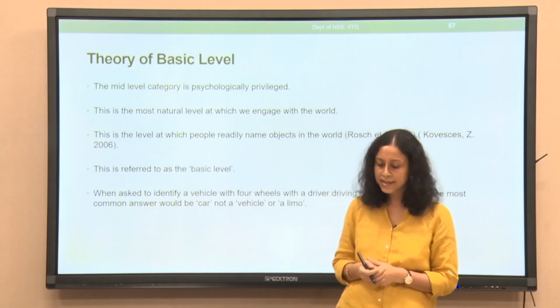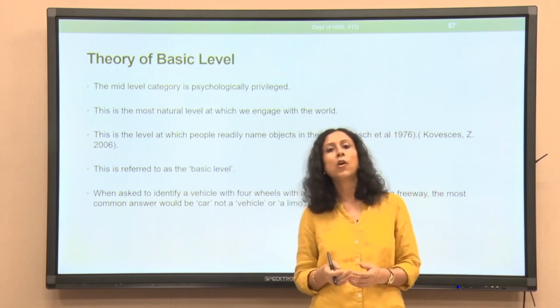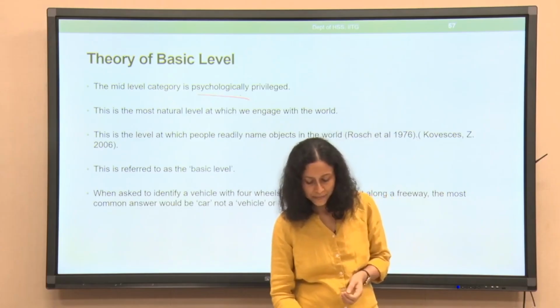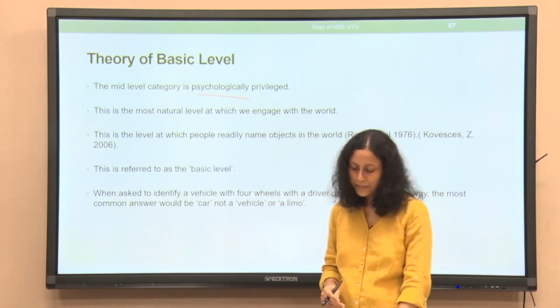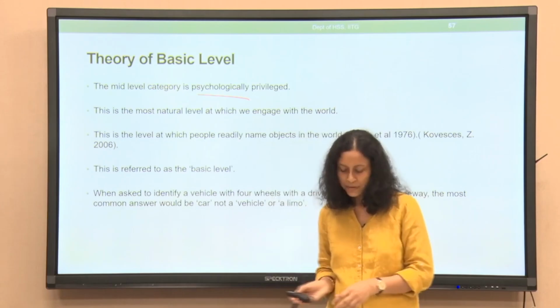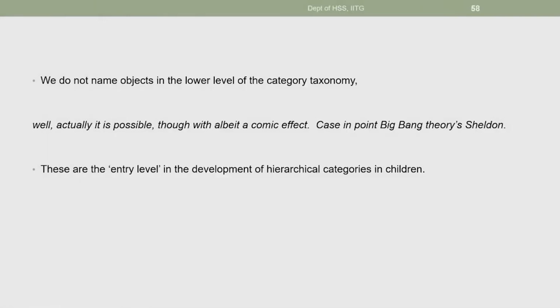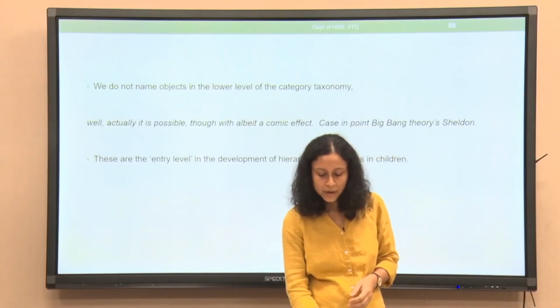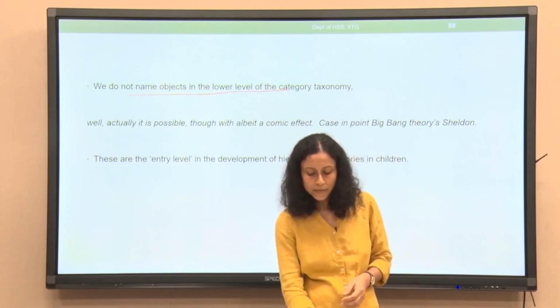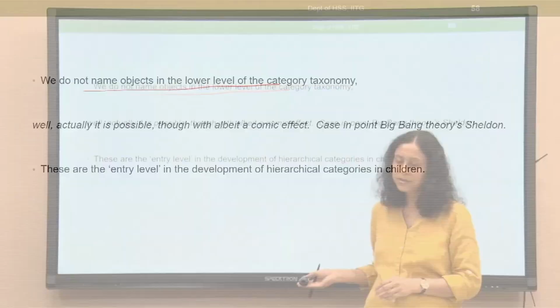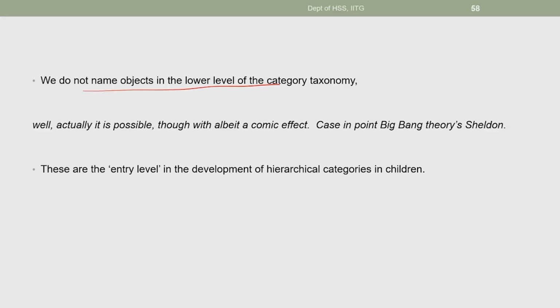So, the mid level is the basic level in case of taxonomic hierarchy of the categories, of any category for that matter. So, mid level is psychologically privileged. This is the most natural level where we engage. So, because we readily engage with this, it also enjoys a kind of psychological advantage, that is why it is called a basic level theory. So, typically we would not name objects at the lower level, but we will always name at the basic level. Of course, there are examples that can counter this, but more often than not we will not.